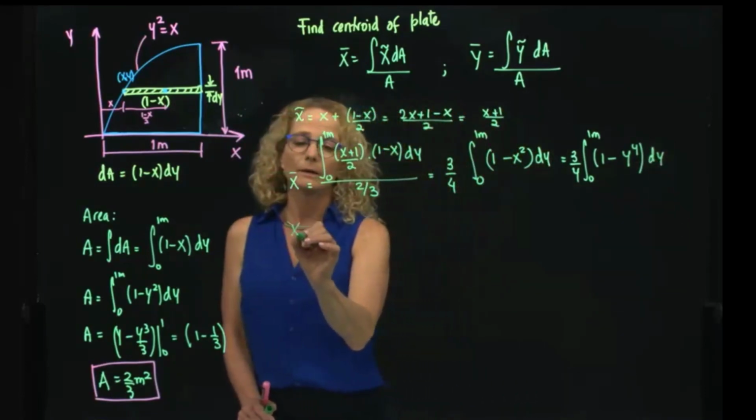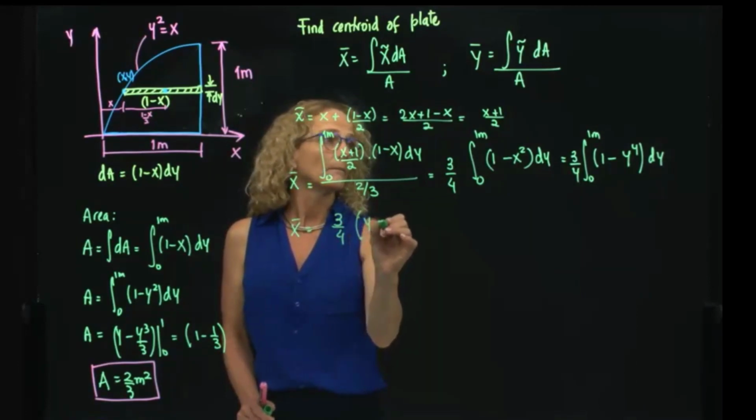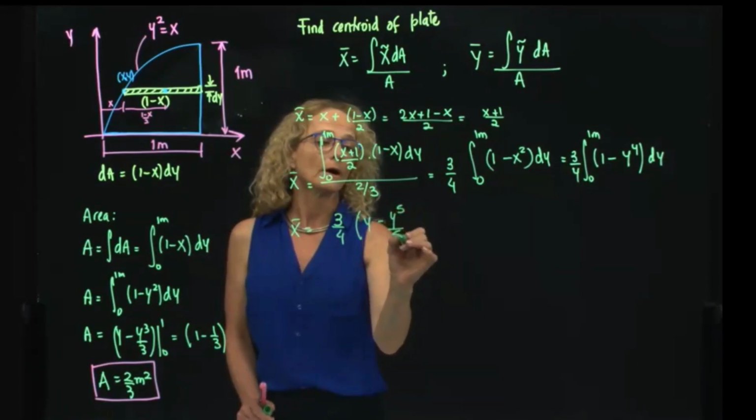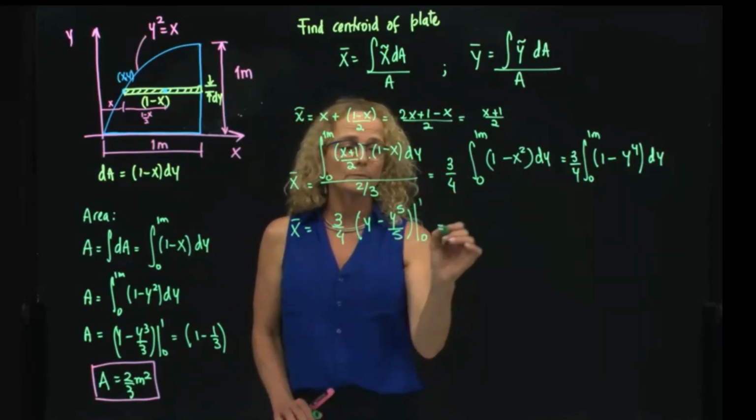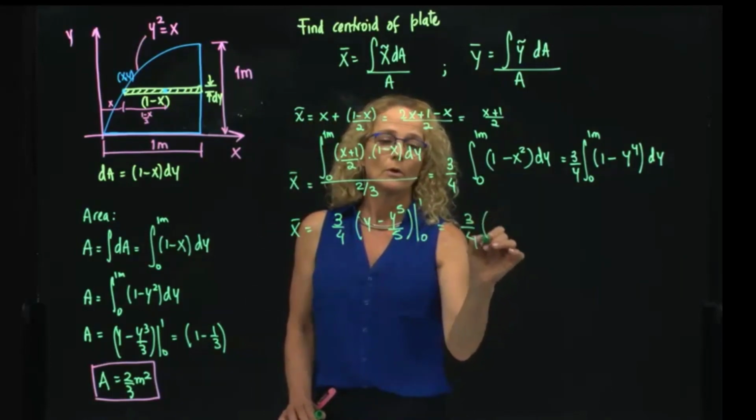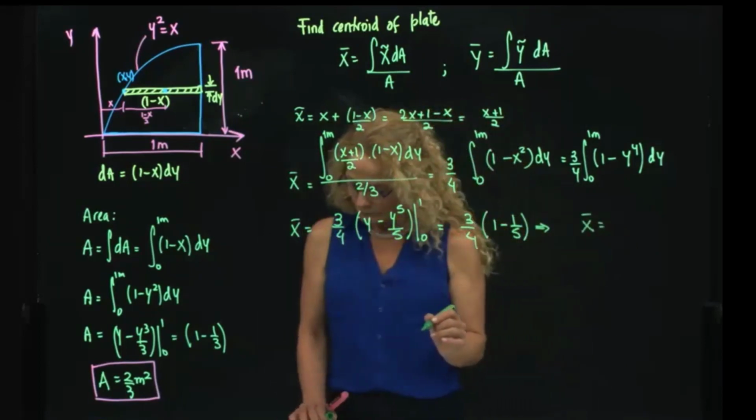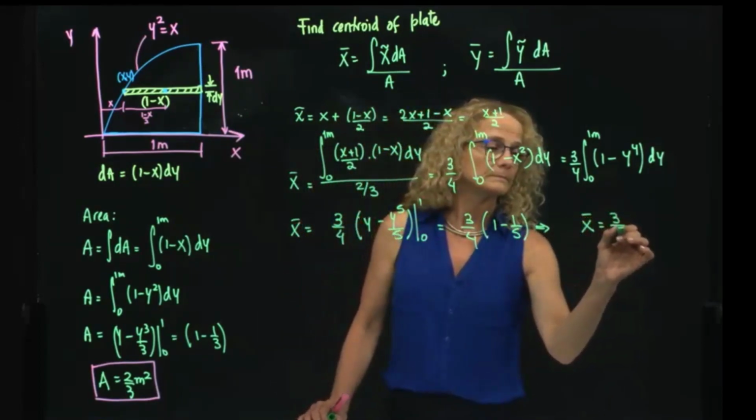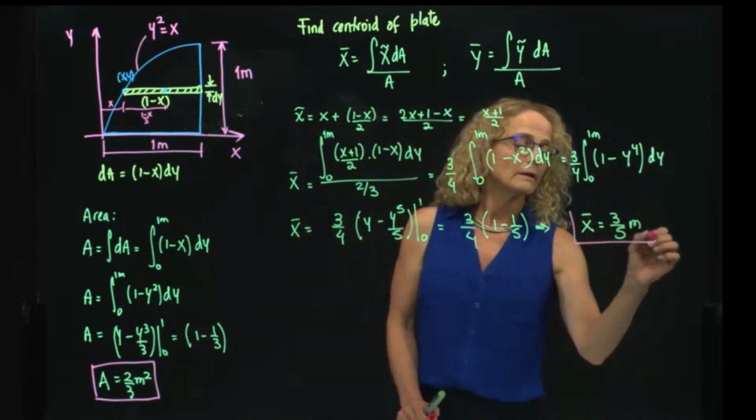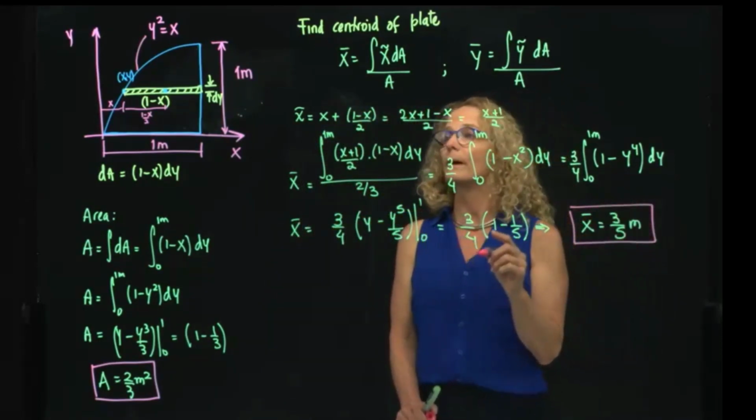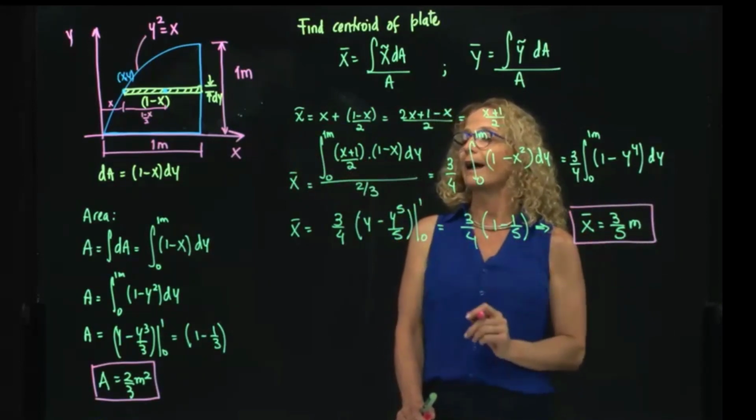Now I integrate, and I get 3/4 times (y minus y to the 5th over 5), and all that evaluated, and that gives me 3/4 times (1 minus 1/5). At the end, my solution is 3/5 meters. This is the location of my centroid in the x coordinates, or the x-axis.